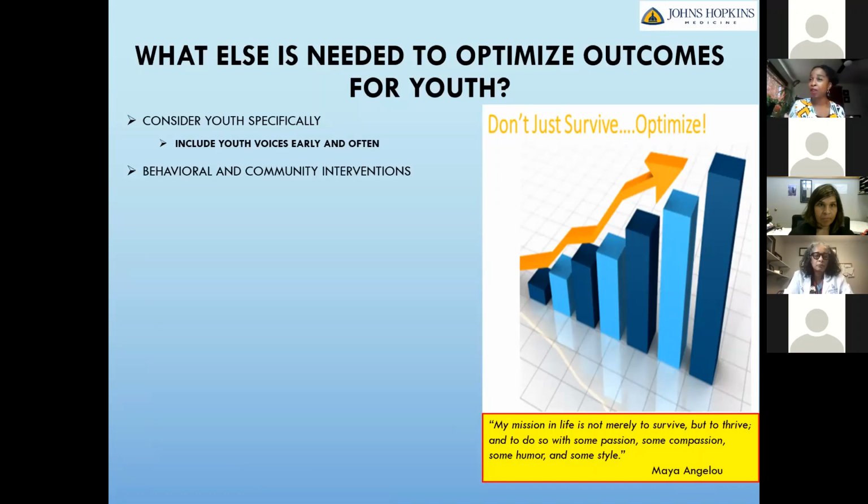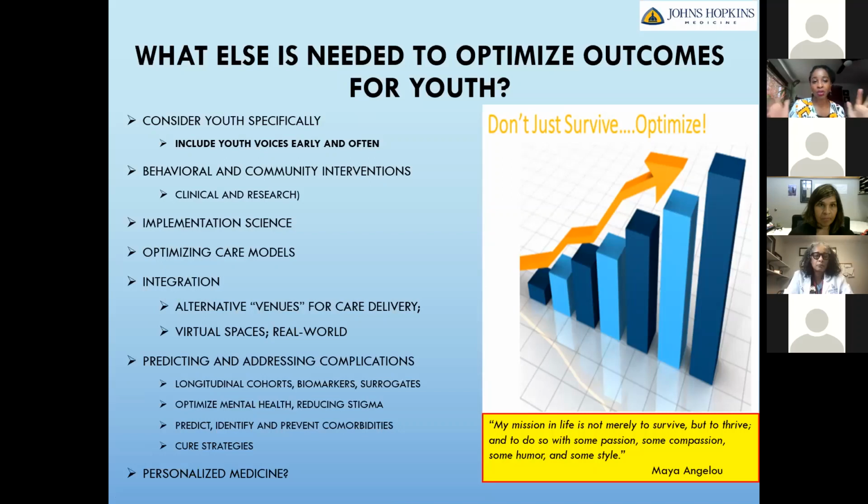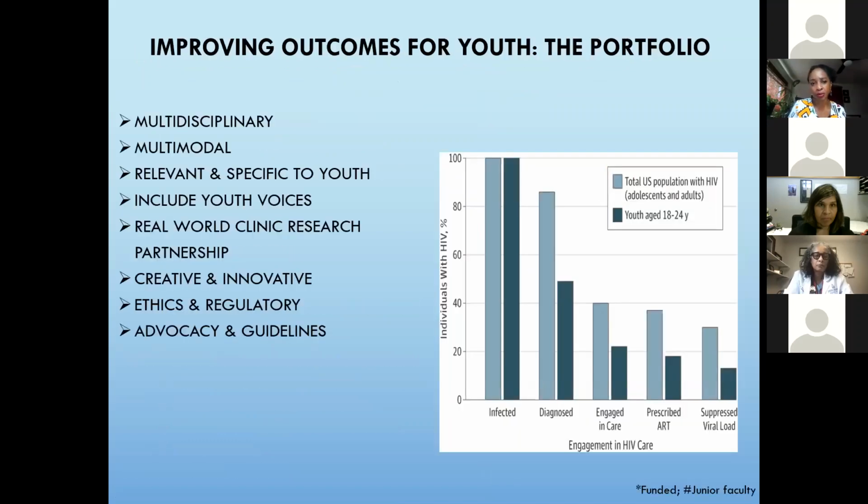We need behavioral and community interventions that break silos. We need clinical and research. We need implementation science. We need optimal care models. We need to integrate different venues for care delivery, including leaving our clinical spaces and meeting youth where they are. We need virtual spaces, real world spaces. And then we need to predict and address complications early and often. And we need to think about personalized medicine and how we do this differently and better.